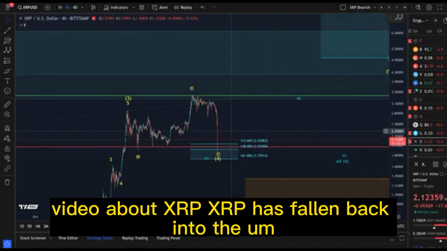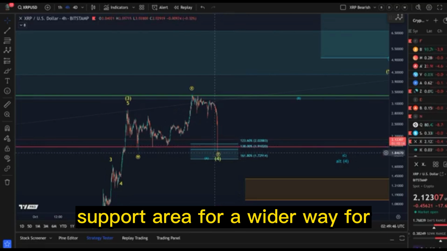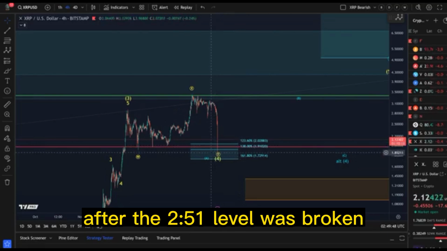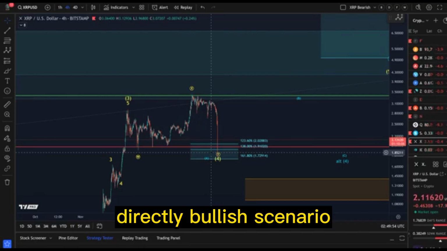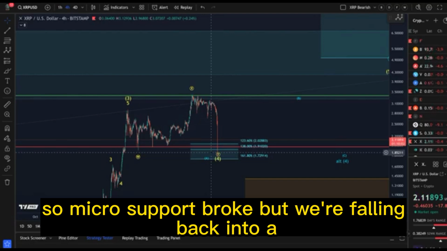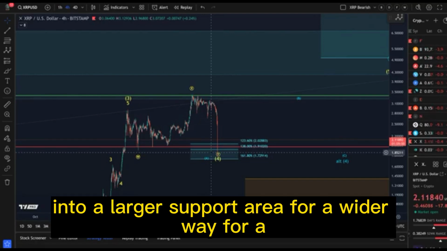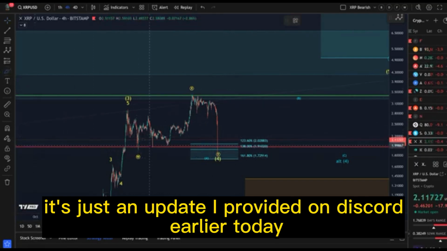Video about XRP. XRP has fallen back into the support area for a wider wave 4 after the 251 level was broken, which kind of led to invalidation of the directly bullish scenario. So micro support broke, but we're falling back into a larger support area for a wider wave 4. It's just an update I provided on Discord earlier today.